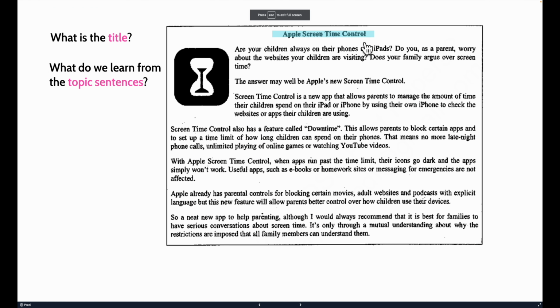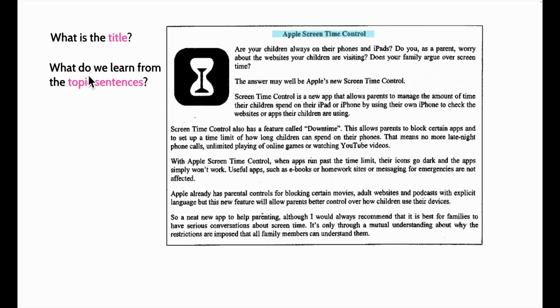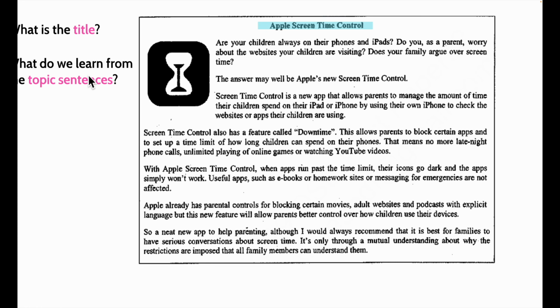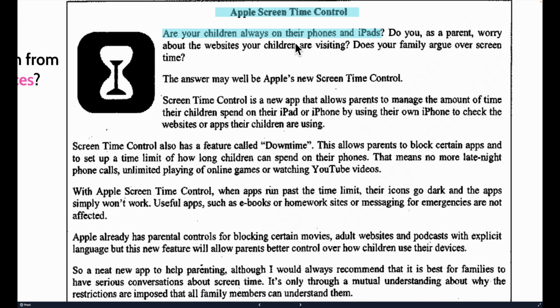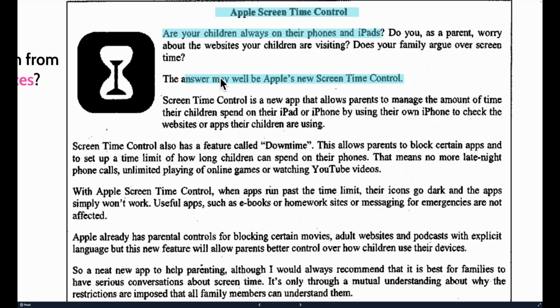Apple Screen Time Control. This is the title of the essay. What do we learn from the topic sentences? Let's take a look at how the author established his points of view. First of all, the writer throws out a question: are your children always on their phones or iPads? And the second one provides an answer to the question: well, the answer may well be Apple's new Screen Time Control.